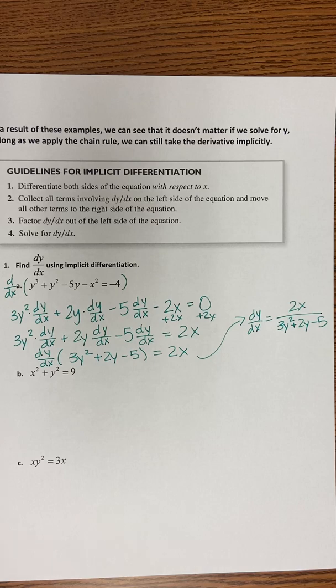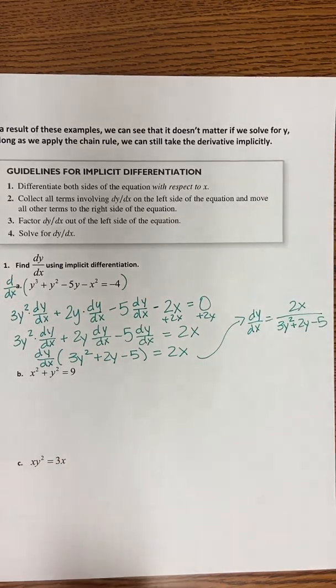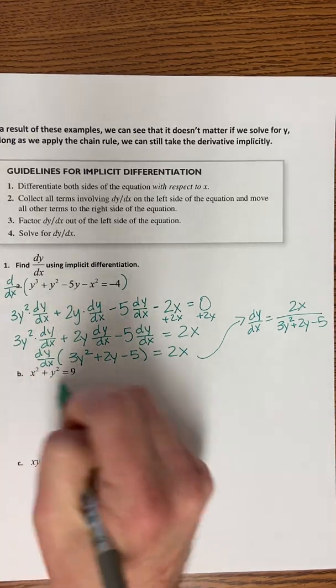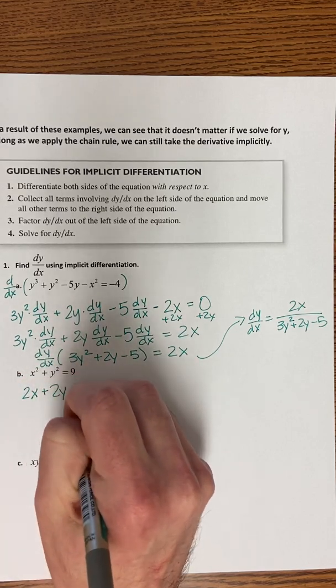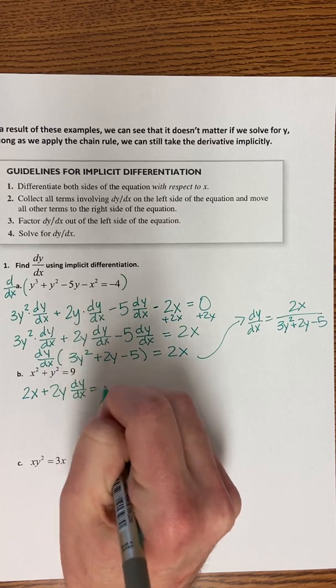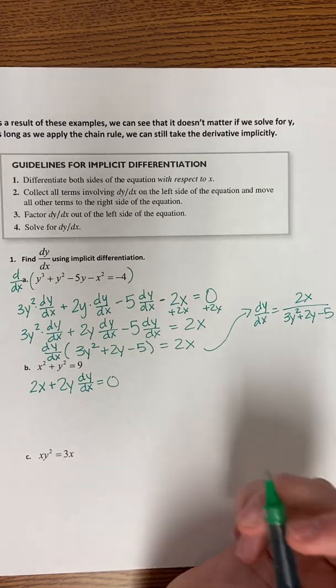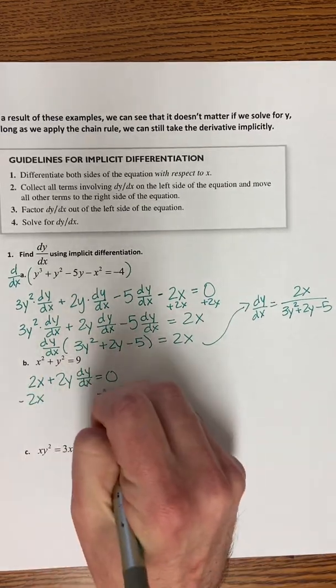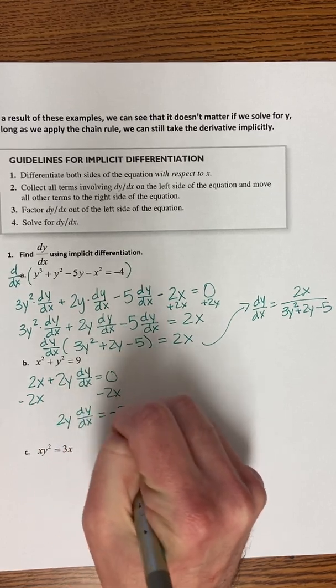So let's try this again with one more. This one's relatively basic, but I wanted to illustrate that there are ones where you're going to be forced to use this. In B, you could potentially solve for y, but it still illustrates that implicit differentiation could be faster. So when we take the derivative with respect to x, this is 2x plus 2y times dy/dx equals 0. Again, I need to have whatever has a dy/dx on its own side, so we will subtract the 2x. So that 2y dy/dx equals negative 2x.